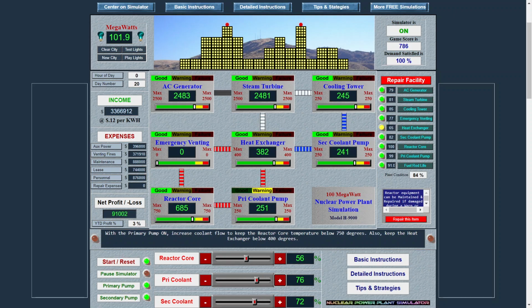Now the heat exchanger is in yellow. It means it may need replacement soon. I will decrease primary coolant. So all the time you need to make fine adjustments to be the highest possible in the green line before incurring the yellow part. Heat exchanger, let's see how much it is to replace it. So it's $750,000 the maintenance and repairs in the heat exchanger, and we don't yet have $500,000, so we cannot repair it.